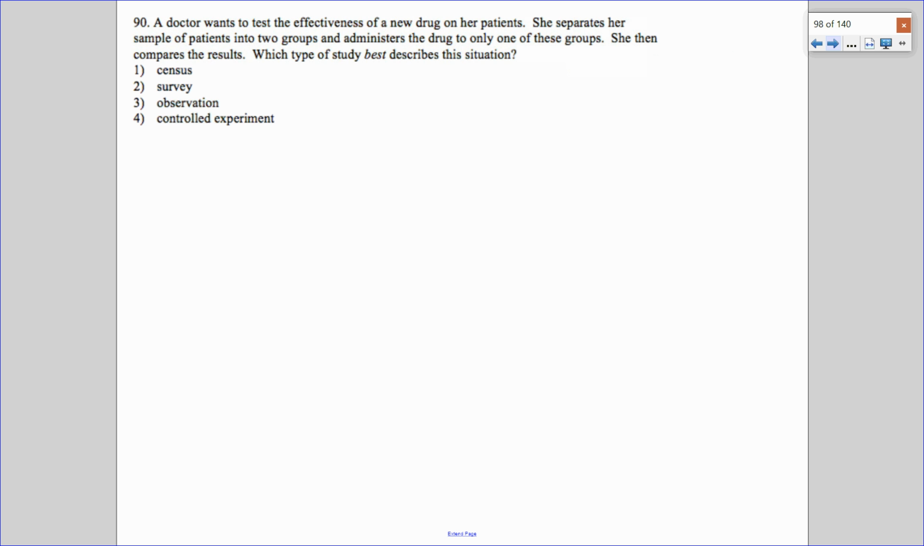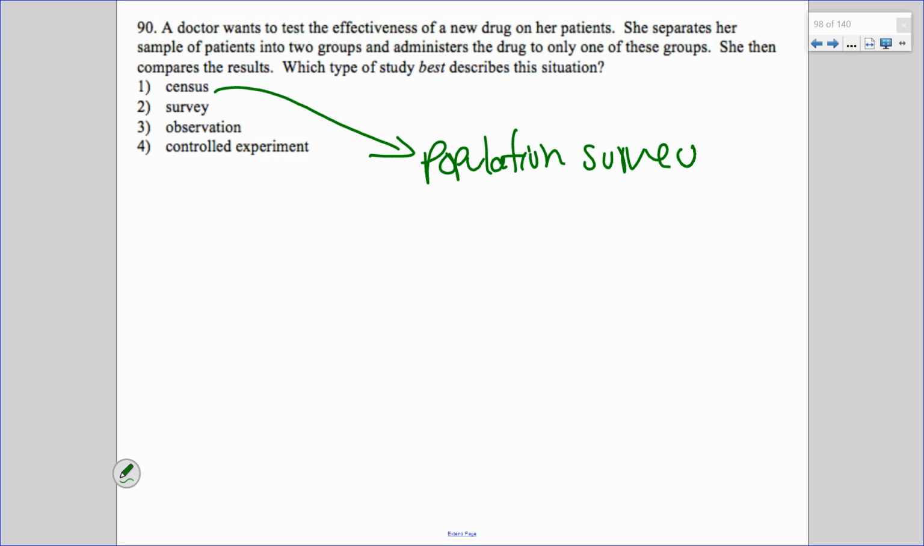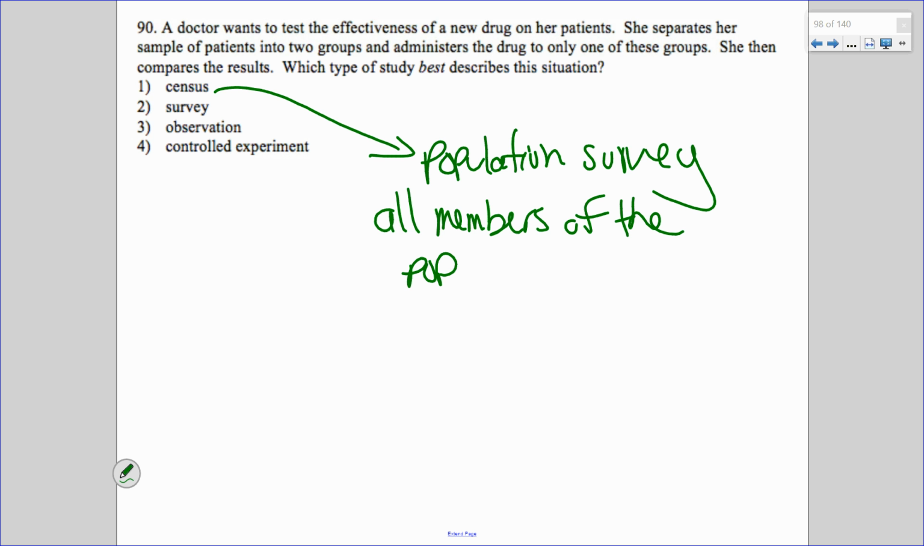Again, I think this question's a lot nicer than some other questions as far as the difficulty level, so make sure you get it right. Let's just quickly talk about what a census is. A census is also called a population survey. And a population survey is where all members of the population are surveyed.